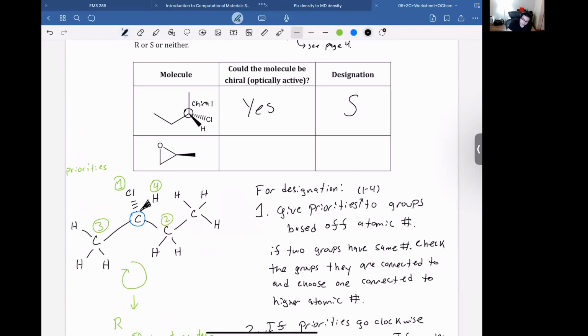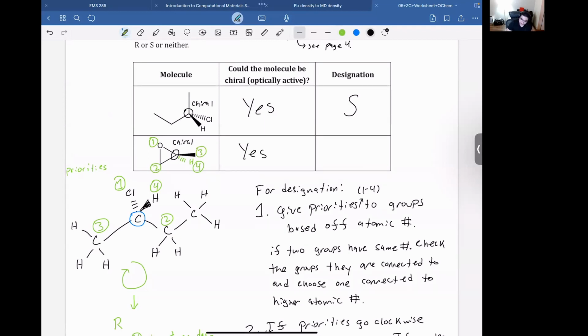Doing the same thing for the second one, this is the carbon that we're looking at, whether it's chiral or not. Doing the priorities on this, oxygen has top priority. There is a hydrogen here that is on a dash. This gets the last priority. This group over here gets second. That methyl group gets third. One is connected to an oxygen. The other is connected to 3 hydrogens. The one connected to the higher atomic number wins. So that's that CH2 group. So this is chiral.